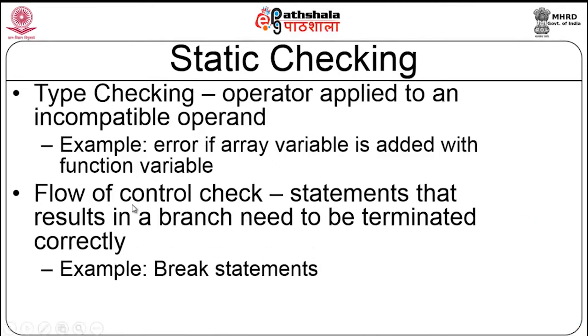The second check is the flow of control check, that is, the statements that result in a branch need to be terminated correctly. Supposing you have a break statement or a continue statement as part of your program, you should not leave loose ends in your program. Every path from the beginning of the program till the last has to be terminated correctly, and that is done using what is called the flow of control check.